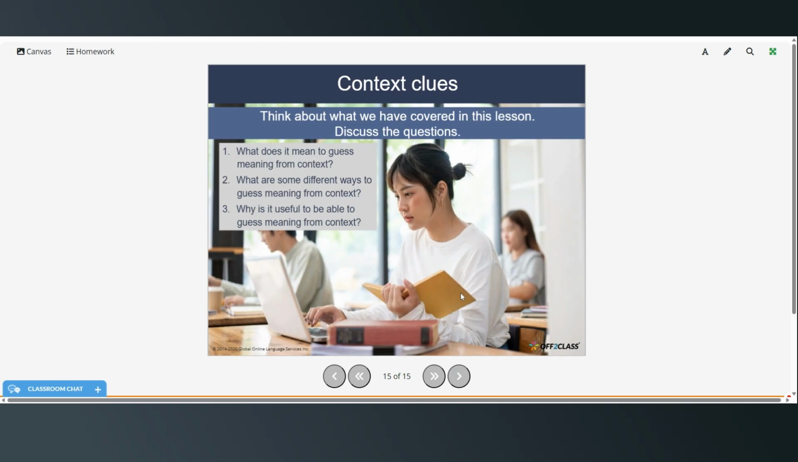All right, so think about what we've covered in this lesson, and you can answer these questions on your own. So, what does it mean to guess meaning from context? What are some different ways to guess meaning from context? And why is it useful to be able to guess meaning from context?